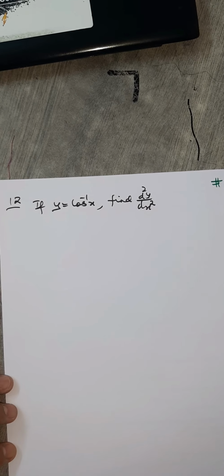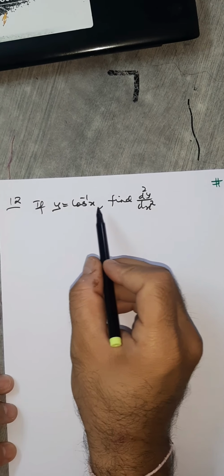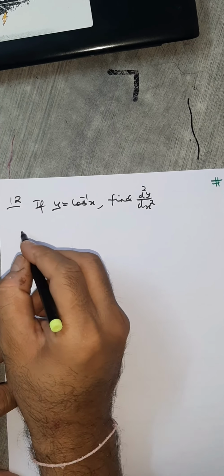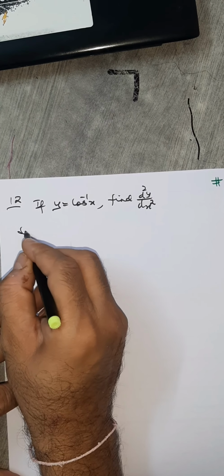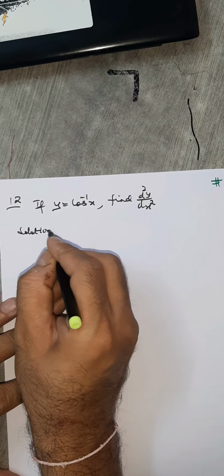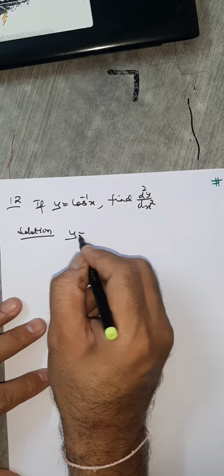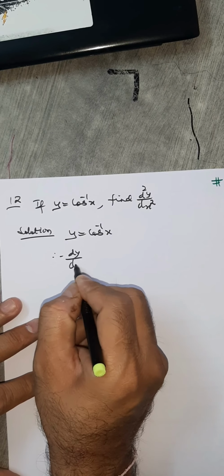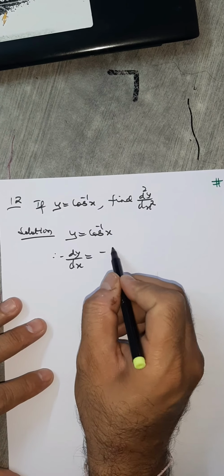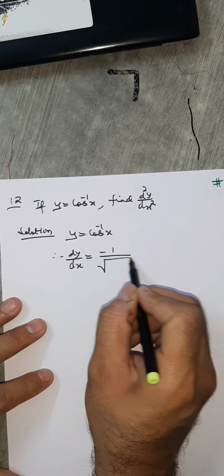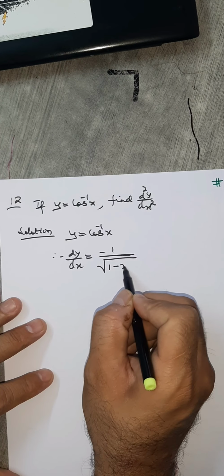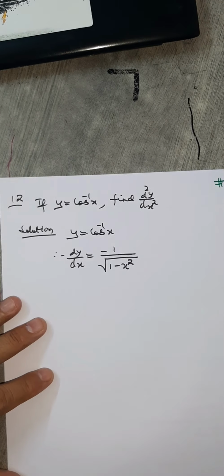Question number 12. You are given y equals cos inverse x, and you are asked to find d square y by dx square in terms of y alone. Okay, so in the solution we will start with this here, y equals cos inverse x, therefore dy by dx equals, you know, derivative minus 1 upon root of 1 minus x squared. This much we know.